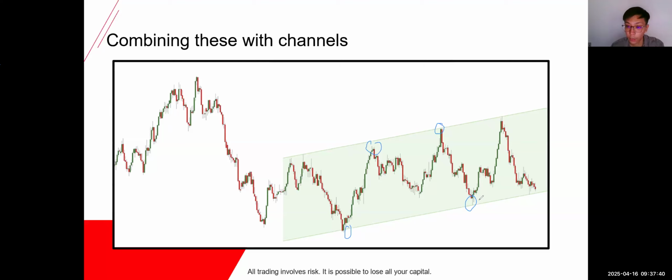All right. Then usually for combining it with channels, once you reach the bottom of these channels, you will start to look for these formations. But sometimes some people focus on the patterns too much, then they keep thinking, oh, I need to buy, I need to buy, I need to buy.